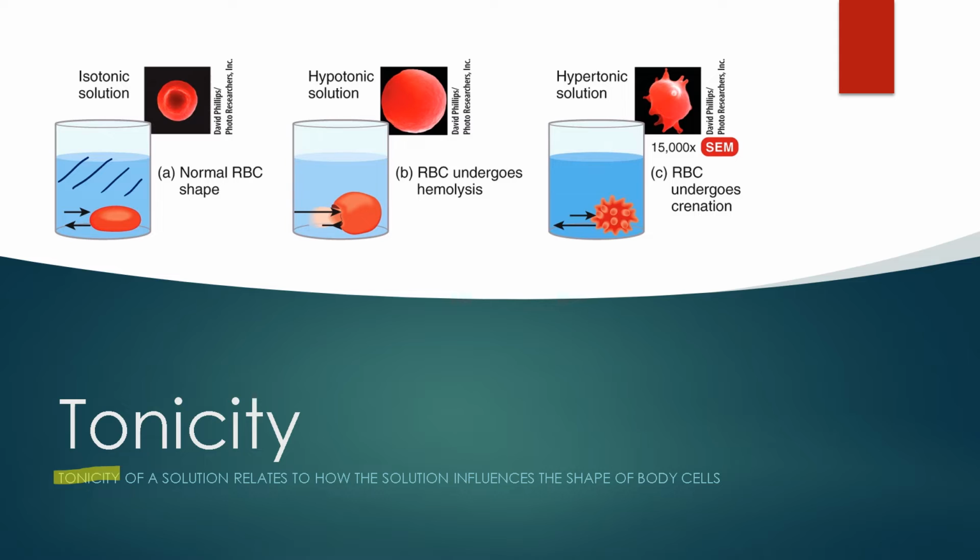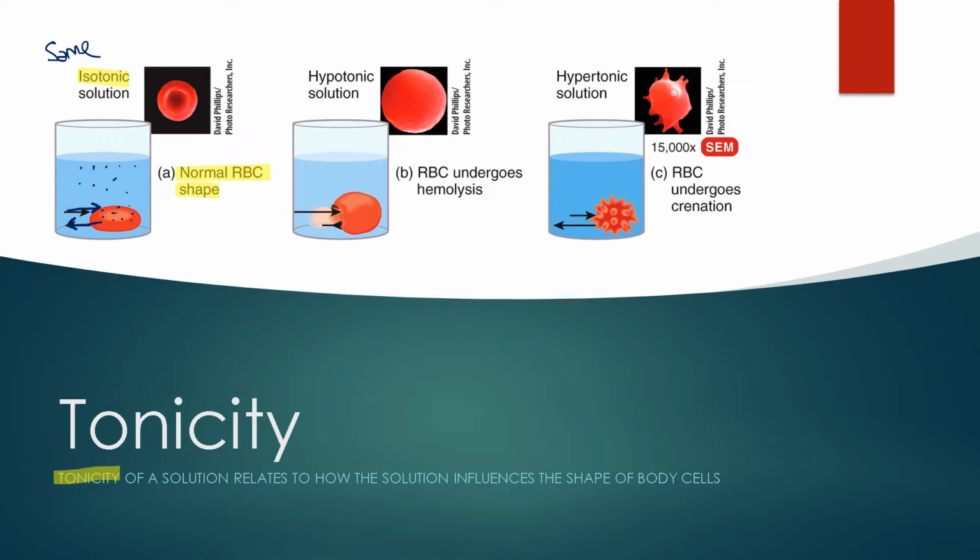The first one on the left here is an isotonic solution. The prefix iso means same. So what this is saying is that the concentration of solutes on the outside of the cell is going to be the same as the concentration of solutes inside the cell. Now there's always going to be water movement, but the net movement is going to be 0 inside and outside the cell. What that means is that the amount of water entering the cell is equal to the amount of water exiting the cell. So the red blood cell in this case stays in normal shape.